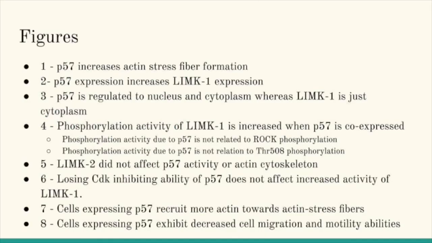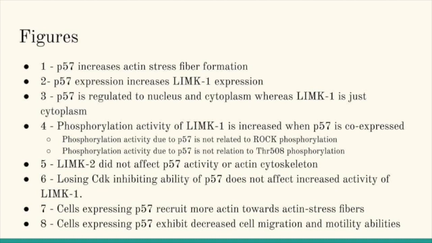So in figure 1, it talked about how P57 increases the actin stress fiber formation. And then going from that, figure 2 talked about how the enhancement of P57 expression increased the LIMK1 expression, which was the phosphorylation enzyme, or the phosphorylation kinase. Figure 3 talked about how P57 was regulated to the nucleus and the cytoplasm whereas LIMK1 was just in the cytoplasm.